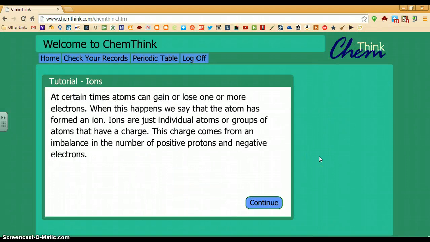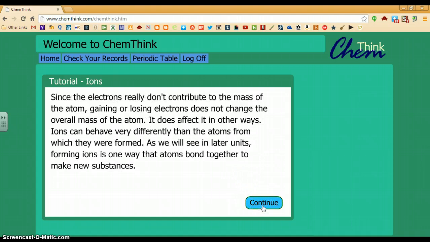Ions. So at certain times, atoms can gain or lose one or more electrons. When this happens, we say that the atom has formed an ion. Ions are just individual atoms or groups of atoms that have a charge. This charge comes from an imbalance in the number of positive protons and negative electrons. Since the electrons really don't contribute to the mass of the atom, gaining or losing electrons does not change the overall mass of the atom.